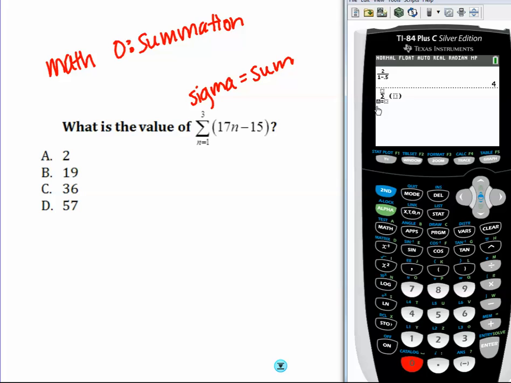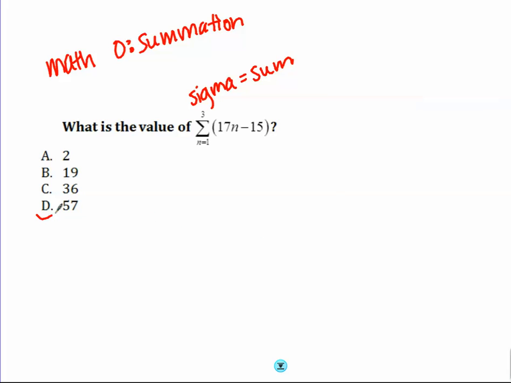So just type in exactly what's in the problem. And you can either use n or you can use x as long as you're consistent throughout the problem. So I'm going to type in x and then equals 1. And then the number above the sigma is a 3. And then inside the parentheses, you have 17x minus 15. You hit enter, and it adds everything up for you, and you get that your sum is 57.